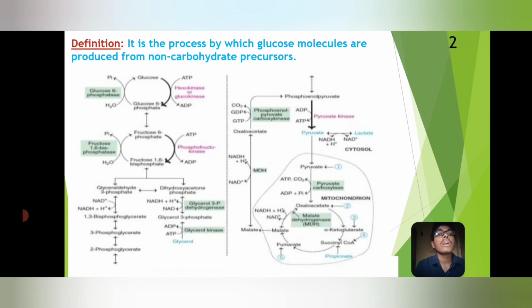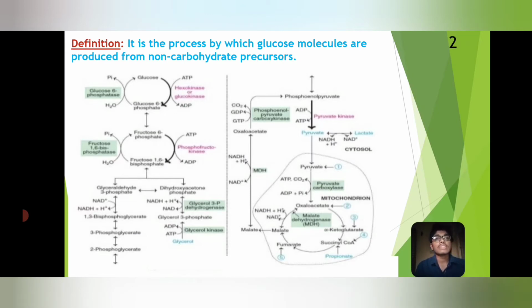From the cytosol, the pyruvate enters into the mitochondria. In the mitochondria, pyruvate is converted to oxaloacetate by the enzyme pyruvate carboxylase, with the conversion of ADP plus Pi to ATP, and CO2 is released. Oxaloacetate is converted to alpha ketoglutarate. Alpha ketoglutarate is converted to succinyl CoA.